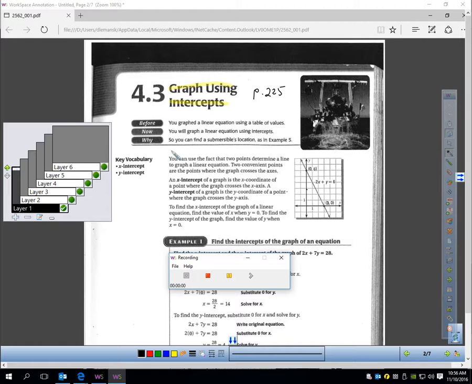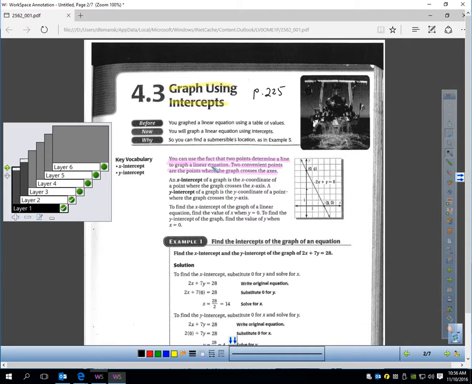Hi, this is lesson 4.3, page 225, graphing using intercepts. This writing up here does a great job of explaining what we need to do to graph using intercepts today. So we're going to read through this first, and then we'll actually do it together in the video.